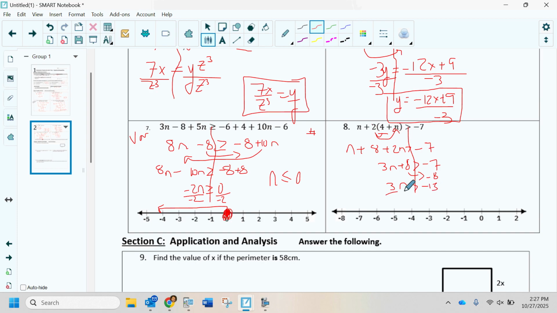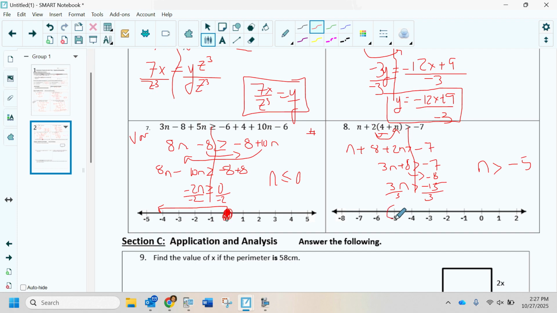And then our last step is to divide by 3. Divide by 3. This is a 15 if you can't read my handwriting. And so n is something to -5. Does it flip in this case because we divided? Nope, it does not flip because we didn't divide by a negative number.